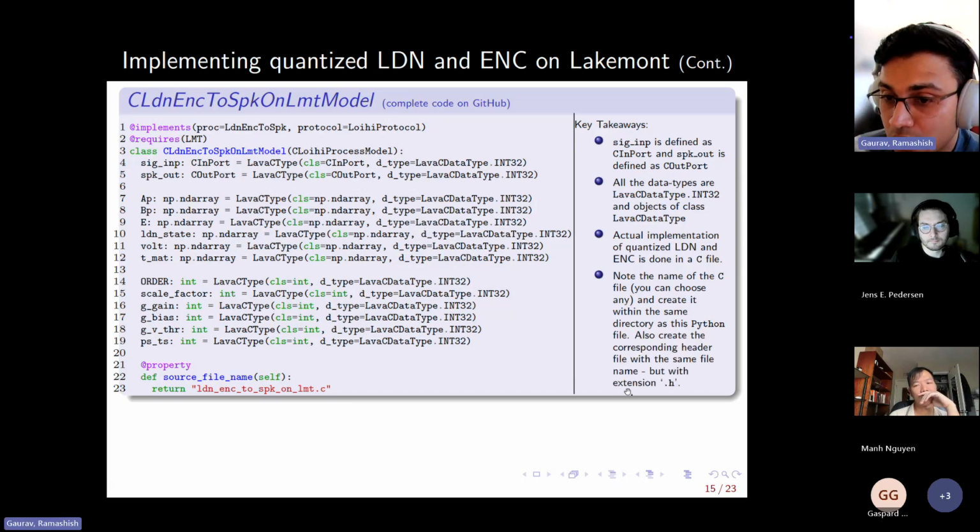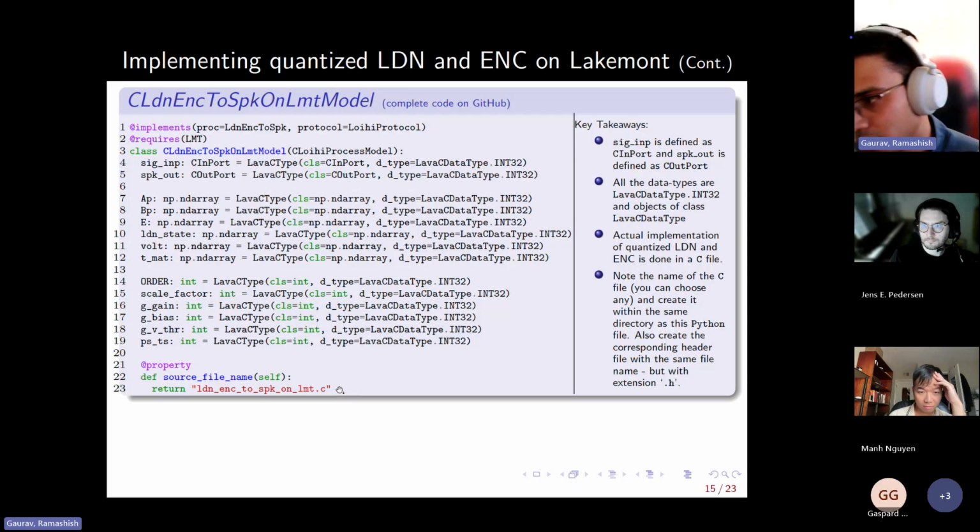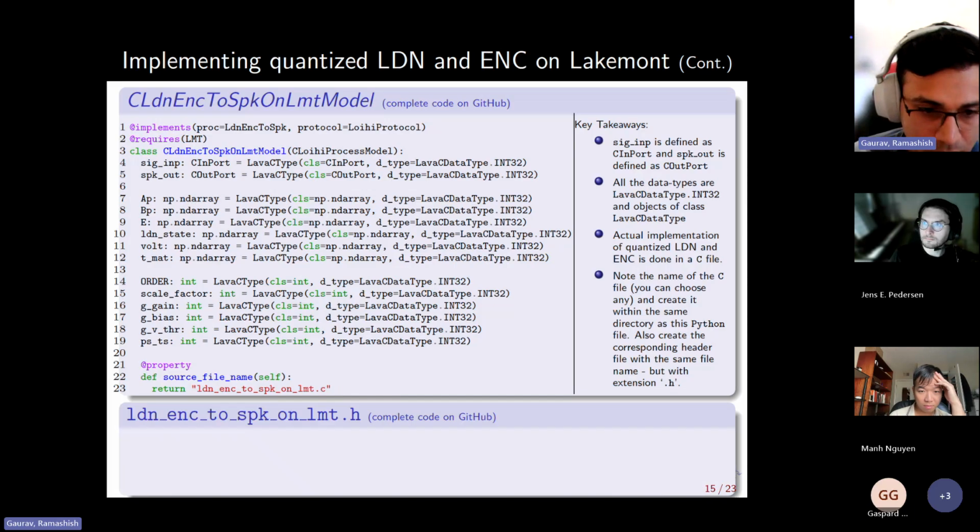And you also need to create a corresponding header file with the same file name, that is LDN encoding to spike on lmt.h. So if you happen to implement any of your own specific non-spiking operations, you can implement the C file here, and then you also need to create a corresponding header file for the same.